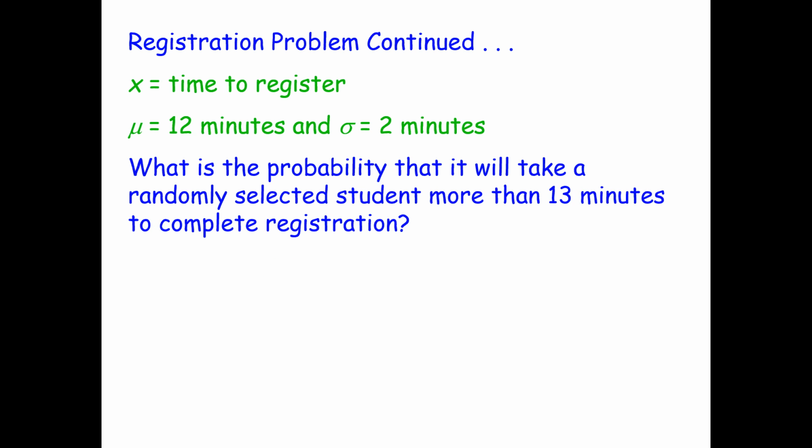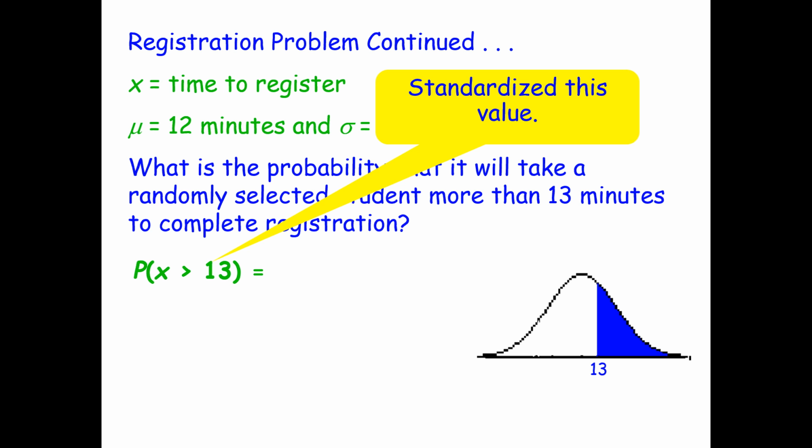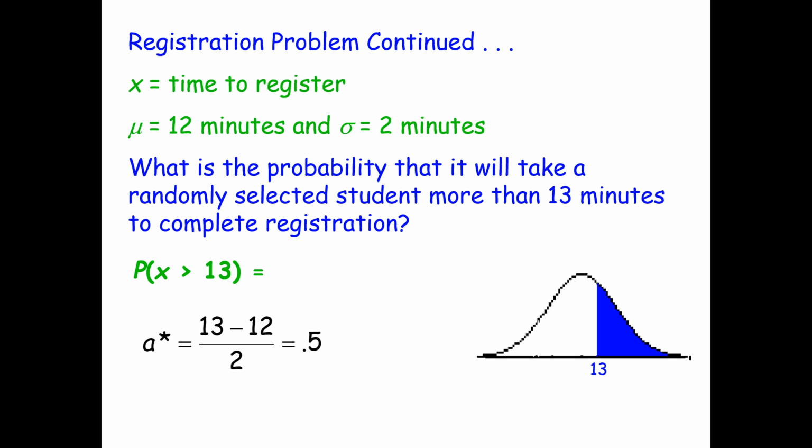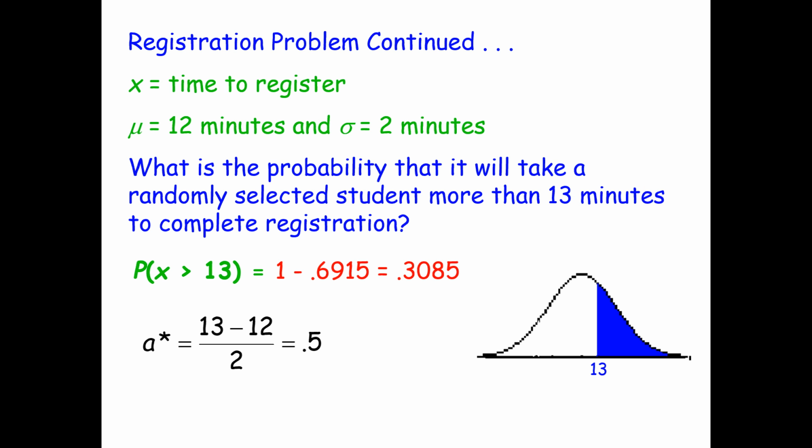Well, what is the probability that it will take a randomly selected student more than 13 minutes to complete the registration? Again, we're going to standardize this value. So 13 minus 12 divided by 2 is 0.5. Now we're going to look this up in the table and subtract it from 1. Doing so is going to give us a value of 0.3085.